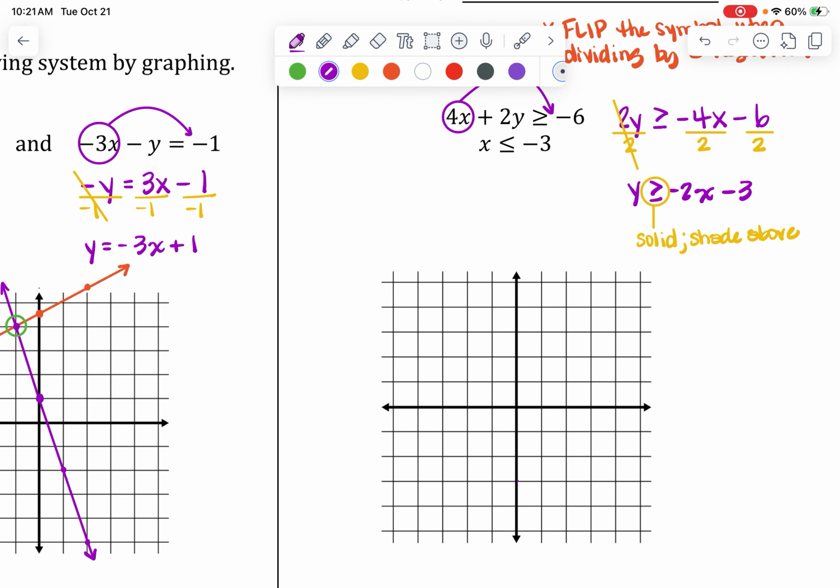A y-intercept of -3 and a slope of -2 means down 2, right 1, or up 2, left 1, to get these points all over here. And it's a solid line, so I want to make sure I remember that. That's a little crooked, but that's okay. And y is greater than, so I want the side that contains all of these upper y values on that y-axis. So I have to shade this side.